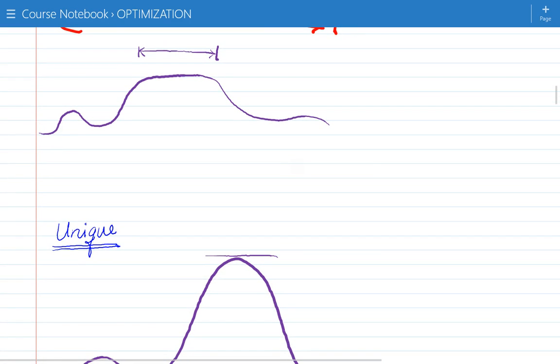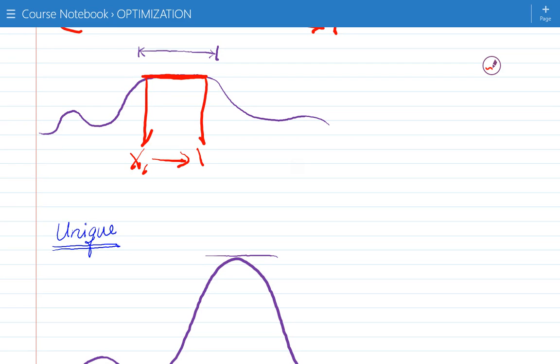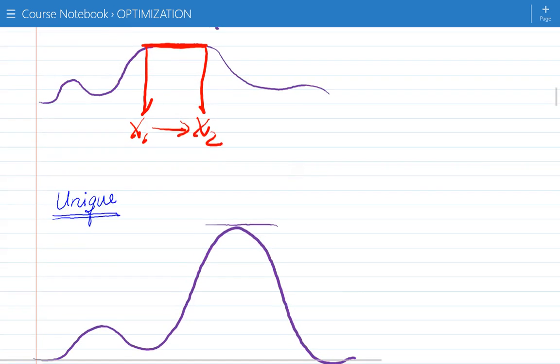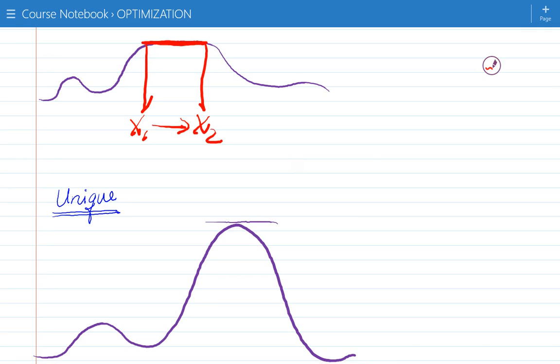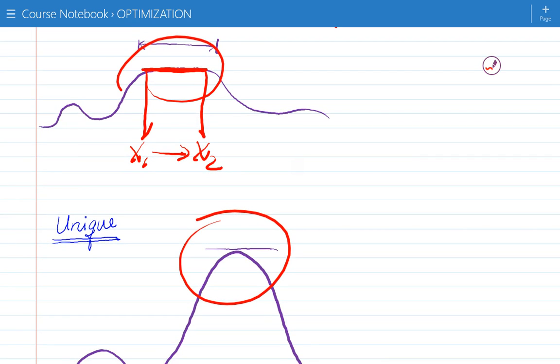Also notice, here's another function, that you can have a whole range of values again. There's a whole range from x1 to x2, all of which give the maximum of the set. So when we compare, here is an example of a unique optimum. This is an example where it is not unique. There's a whole set of values that give the maximum point.